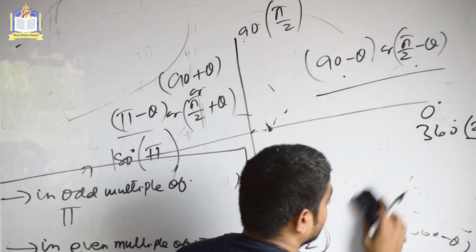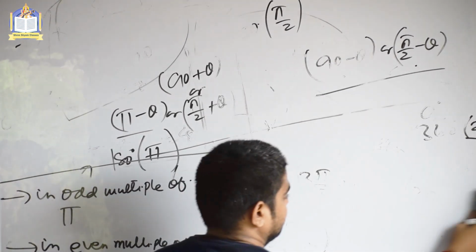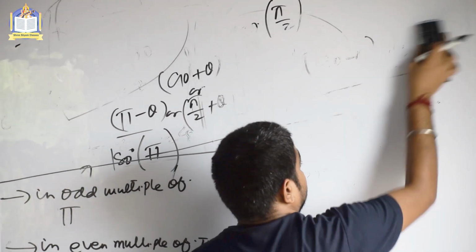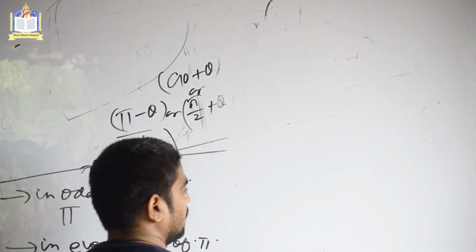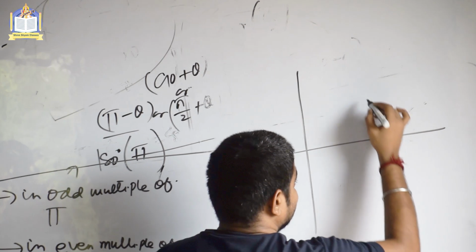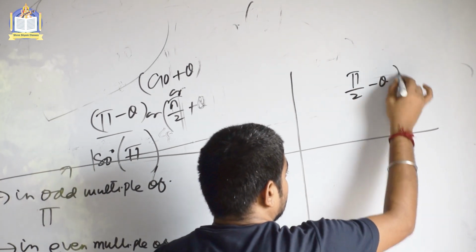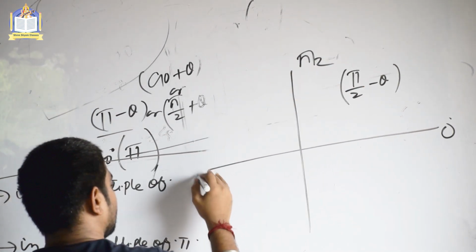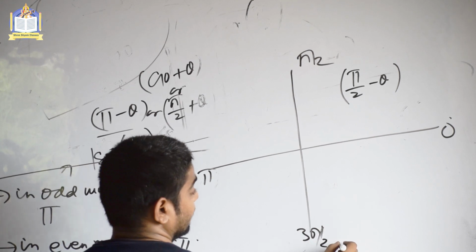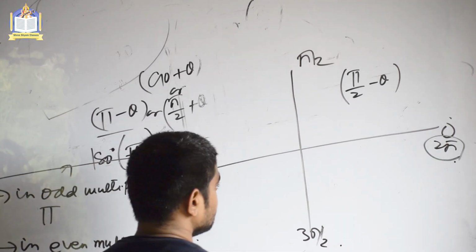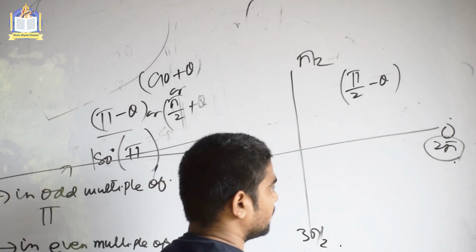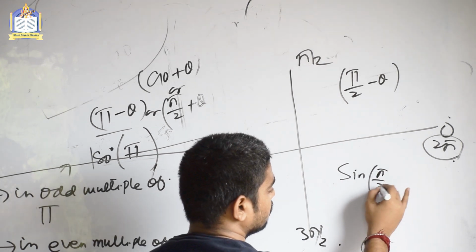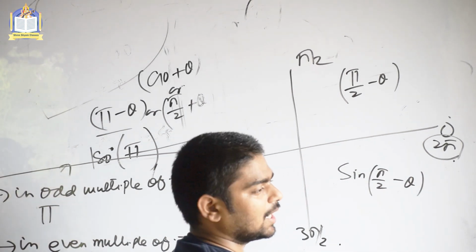So first of all, let's talk about this pi by 2 minus theta. This is 0, this is pi by 2, this is pi, and this is 3 pi by 2. Again, this is 2 pi. So this area is pi by 2 minus theta. Now let's talk about its sine. So sine pi by 2 minus theta.